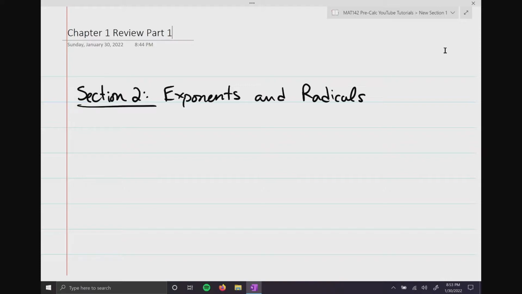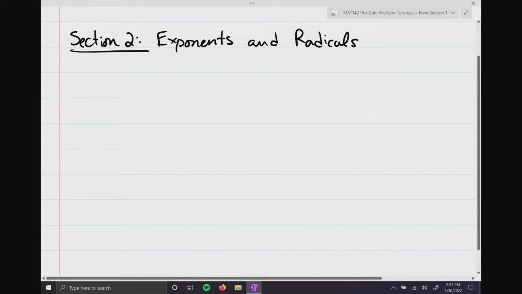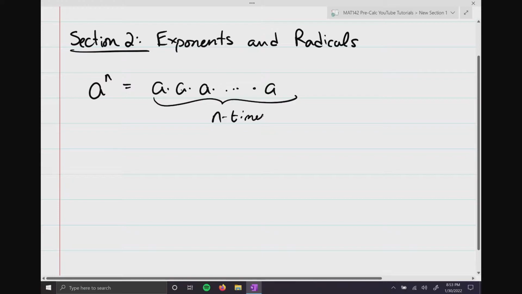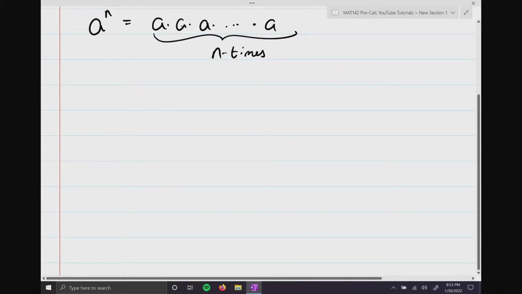So when we think about exponents, we should be thinking about the exponent property or the definition, which is a to the n equals a times a times a, and we'll call that n times. All right, so that's our basic definition of an exponent. And then we learned basically 6 rules. So let's go ahead, let's outline them.